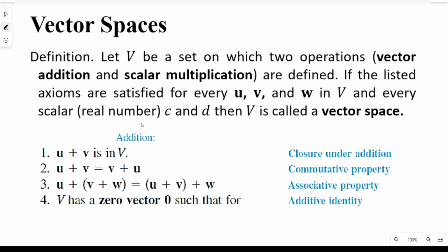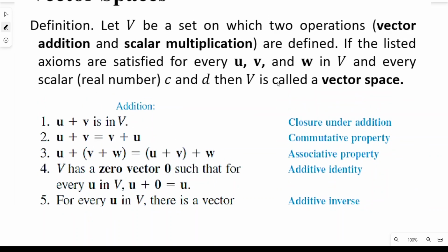For our first definition, we have here the definition about a vector space. A vector space V is a set on which two operations are defined, and these operations are addition and scalar multiplication. So this particular set V will be considered as a vector space if each of the following 10 axioms is satisfied by the elements U, V, W of V, and the scalars C and D.